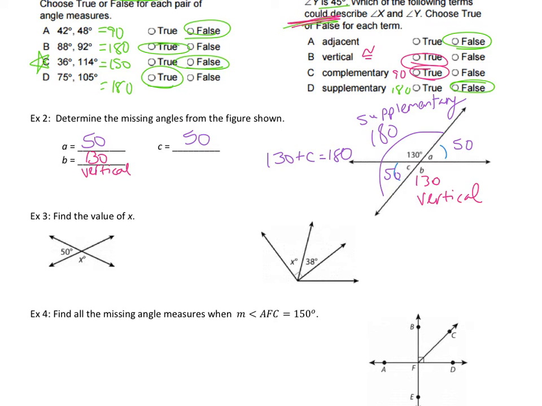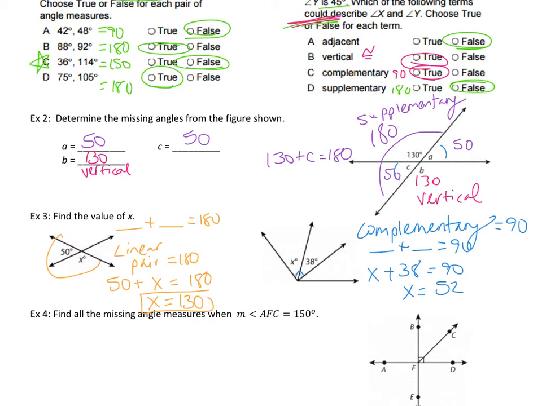So on number 3, these are linear pair angles. Because they are linear pair angles, that means we have angle plus angle equals 180 degrees. So that would be 50 plus x equals 180 degrees, and then our x would be 130 once we solve it.